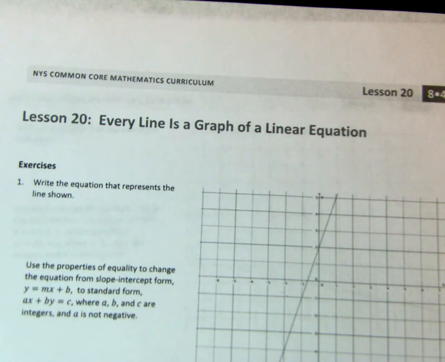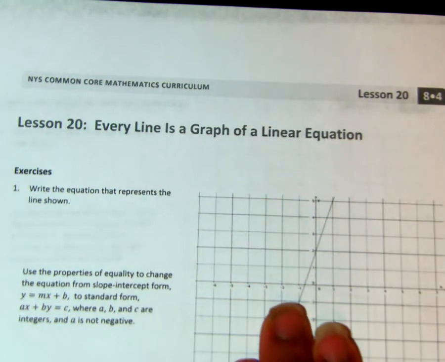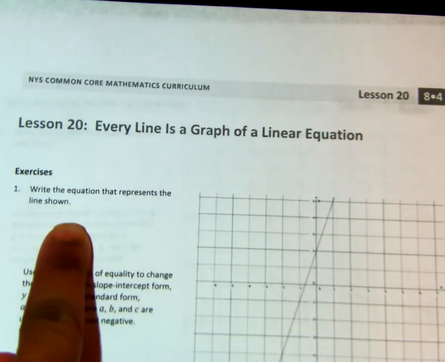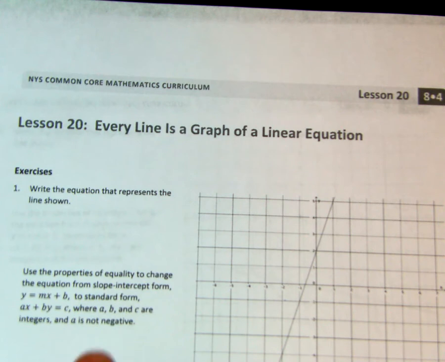And let's get started. Our objective today is that students will be able to write the linear equation whose graph is a line. In other words, we're going to reverse what we've been doing in the previous lessons. We are going to be given a line. We need to write the equation that represents that line, and then transform that equation with properties of equality back into standard form.